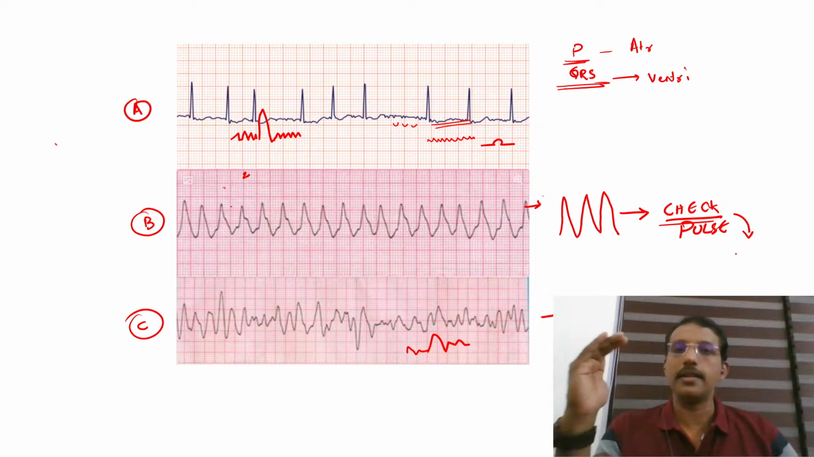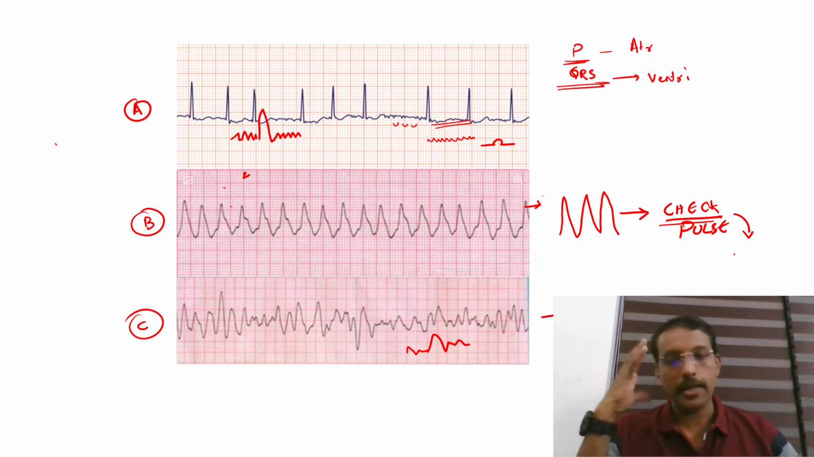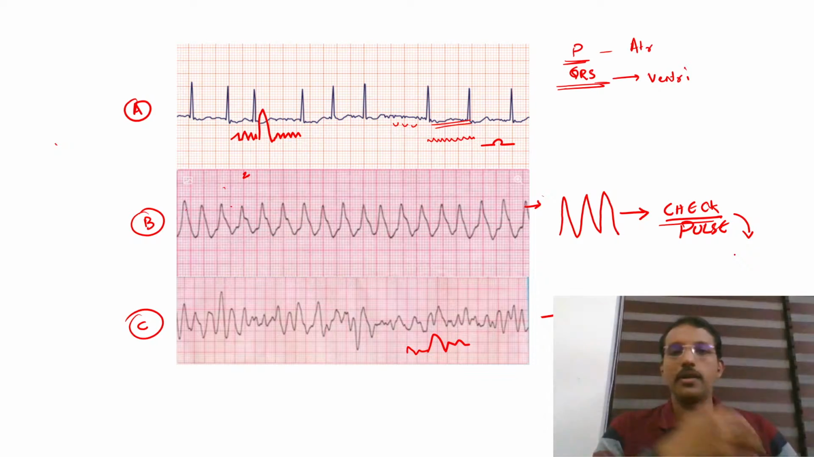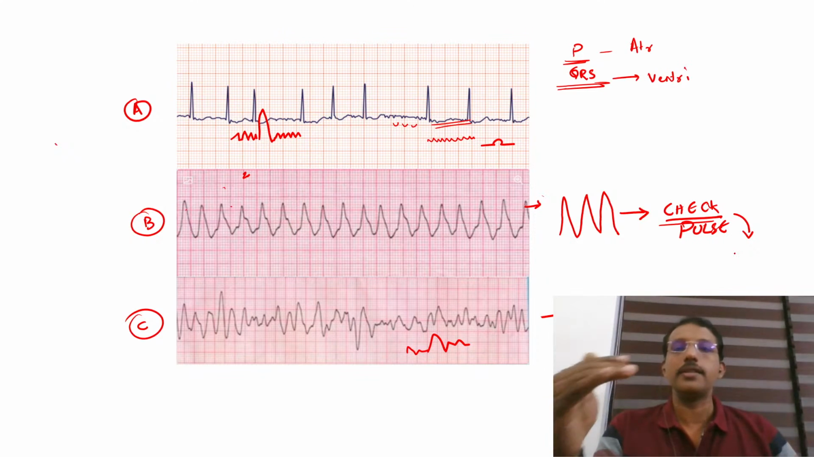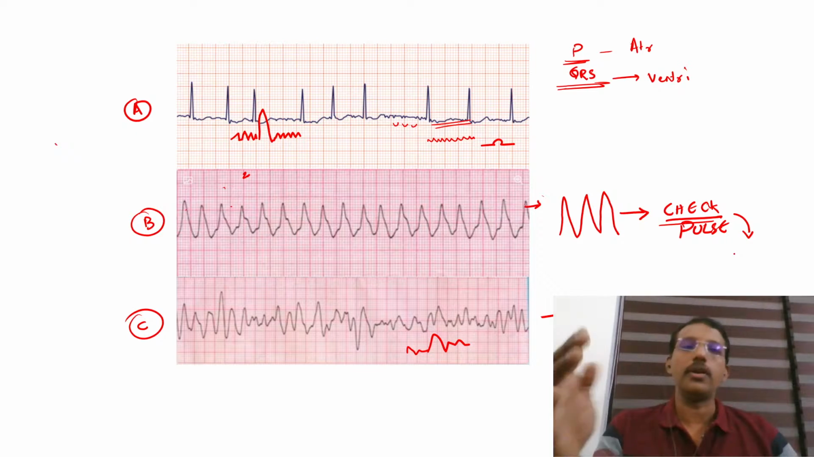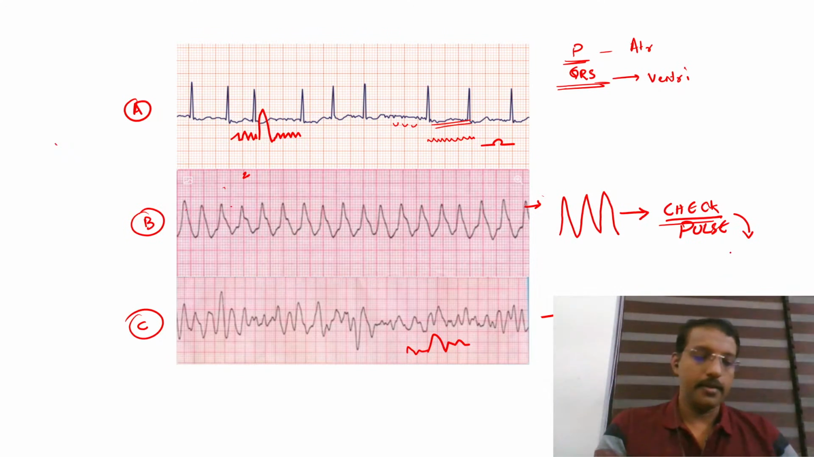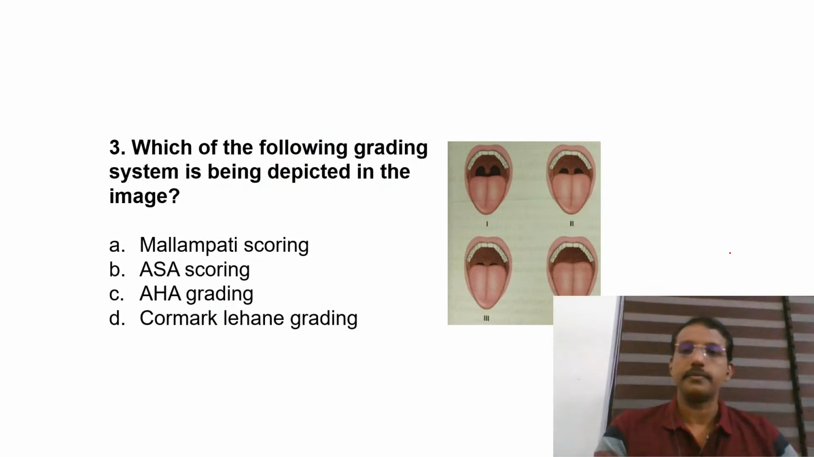Stable means there are no signs of ischemia. That means higher mentation is okay, there are no cold clammy extremities, and the patient has no chest pain. If any of these is not there, that means it is going to be unstable. In that case, you have to do electrical therapy. If not, you can actually wait and watch. That is how we go about stable and unstable.